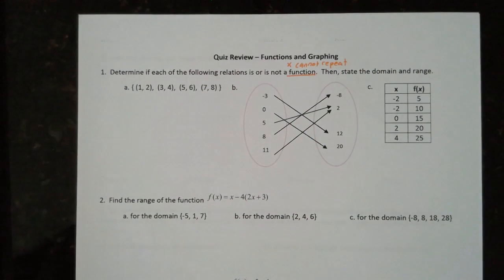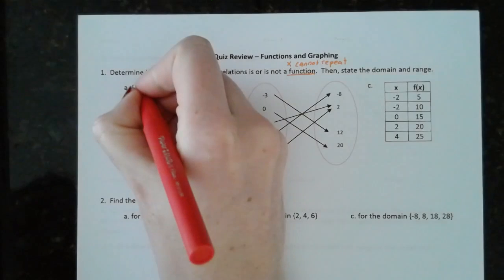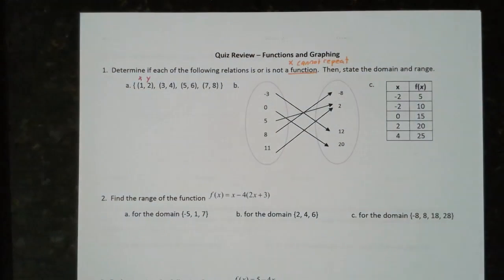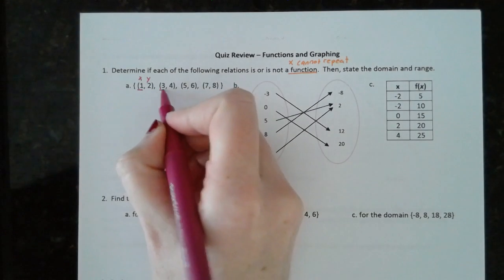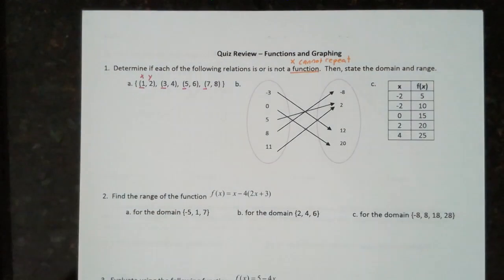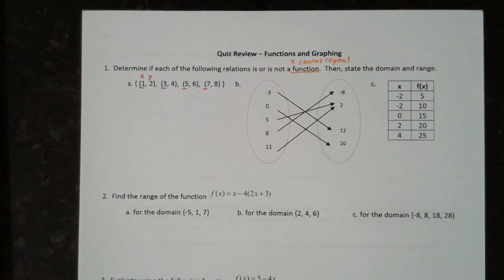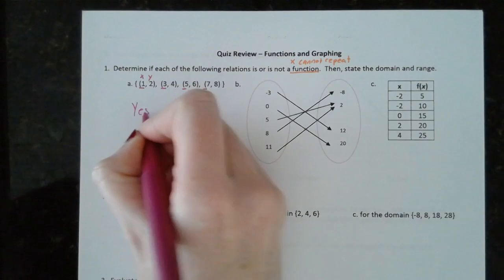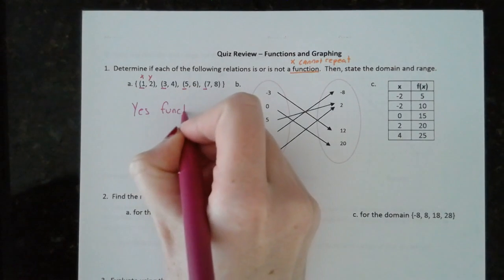So look at our first one. These are our coordinate points, okay? So remember, in our coordinate points, our first number is our x, our second number is our y. So we need to see if any of our x's repeat. So let's take a look. We have 1, 3, 5, and 7. Do any of those repeat? Nope. So then, yes, it is a function.